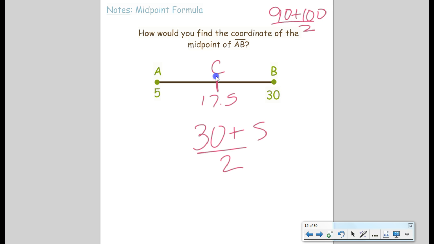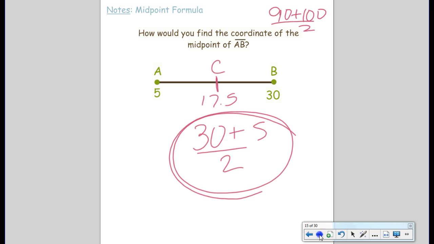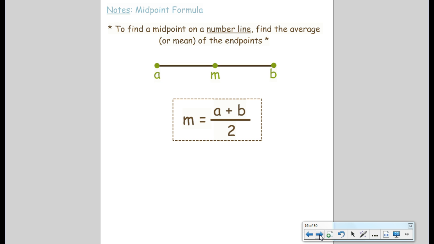Very good. The middle, right smack in the middle of 5 and 30 is 17.5. When you told me 15, that's the middle of 0 and 30. You just took 30 and divided it by 2, right? That's not the middle of 5 and 30. So this is how you find the middle. It's also called an average. That's really important. Is this on your sheet? Yep, it's already there. You add them up, and you divide by 2.